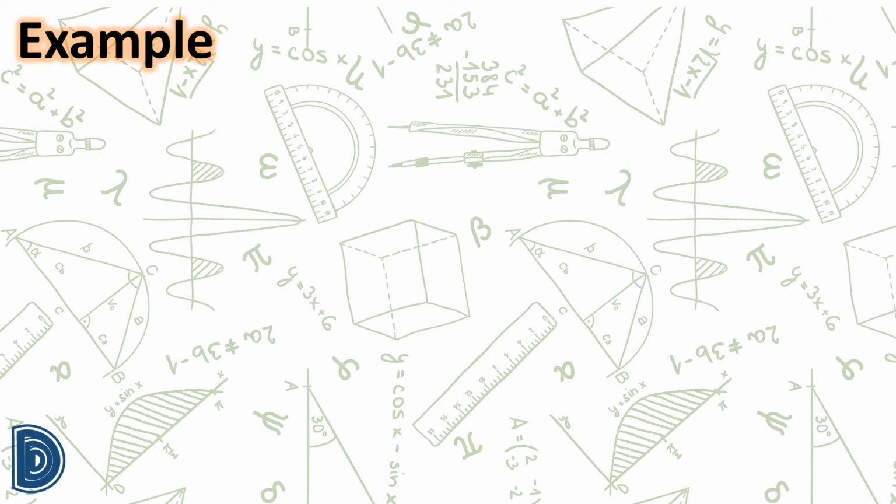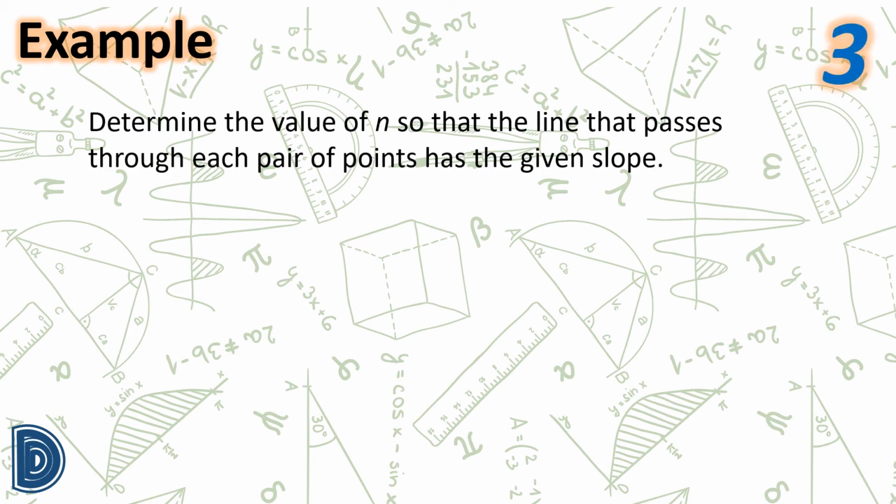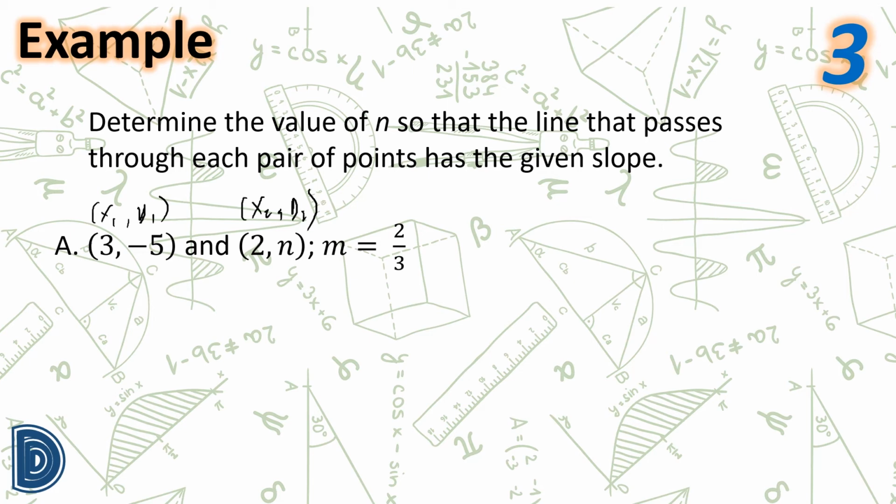In the next set of examples, the slope of the line is given and a coordinate of one of the 2 points is unknown. Letter A, 3, negative 5, and 2, n. M is equal to 2/3. Let us have 3, negative 5 as our x sub 1, y sub 1, and 2, n as our x sub 2, y sub 2.